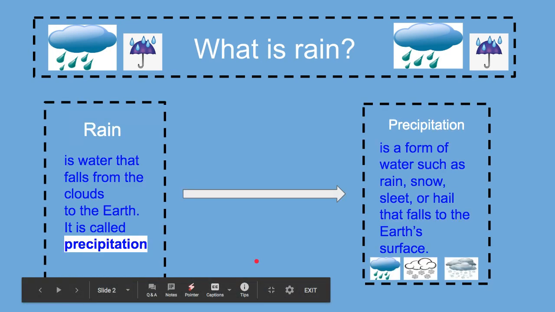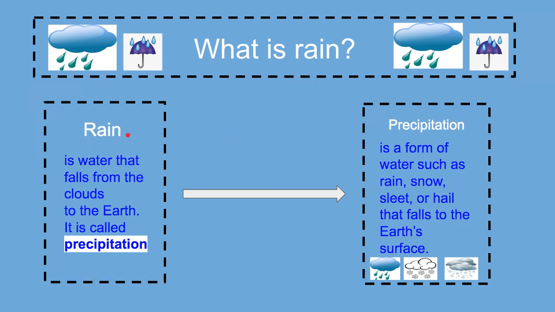Let's start by answering the question, what is rain? Rain is water that falls from the clouds to the earth. This is called precipitation. I know precipitation is a very long and tricky word that we may not have heard before. So let's find out what it means.